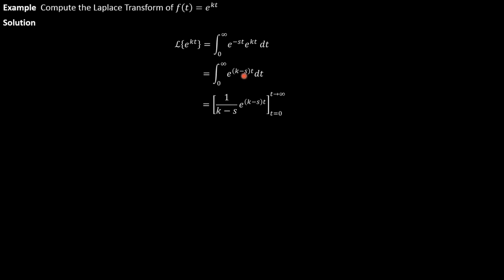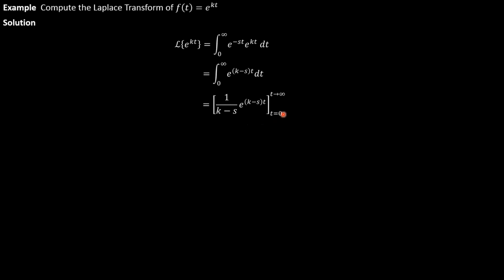Let's take the Laplace transform of something a little bit more interesting now. Let's try e to the kt, where k is some constant. So if we want to take the Laplace transform of e to the kt, we simply apply the definition. We put e to the kt inside the integral that defines the Laplace transform, and we need to compute this integral. Note that t is the variable of integration. So when we do a u substitution, u equals k minus s times t, then du is k minus s dt, and so that's where this 1 over k minus s comes from.